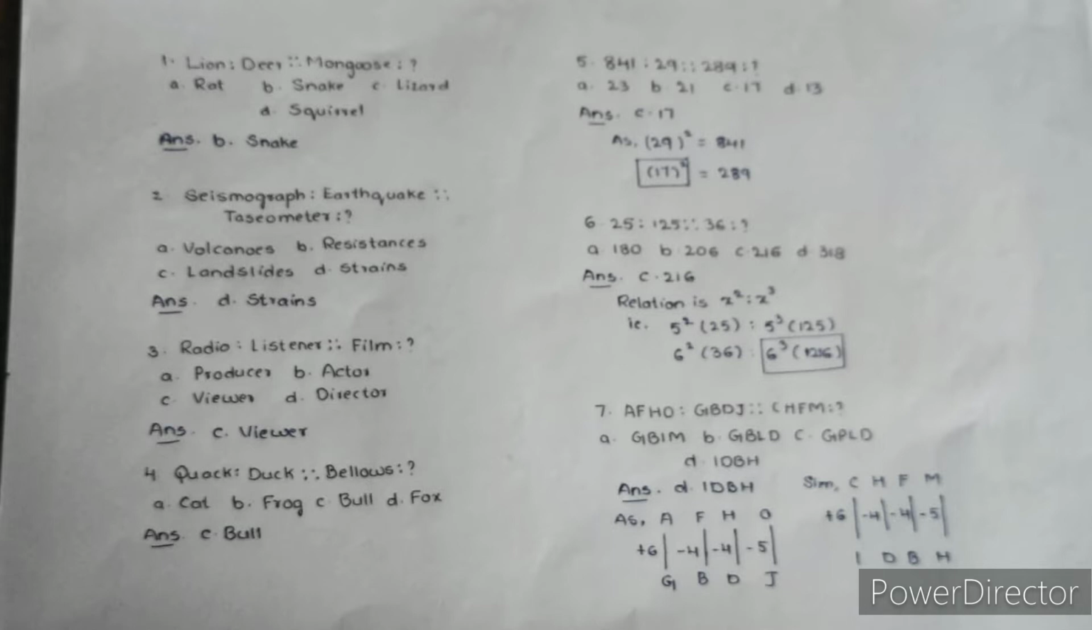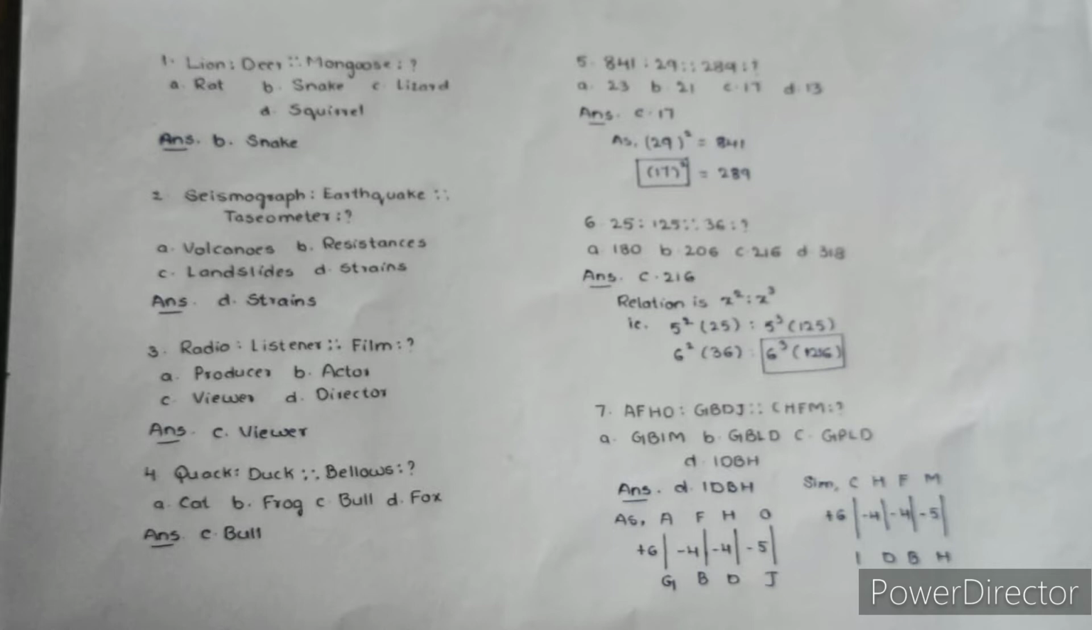So here first let us write AFHO, and here if you see, if you add 6 to A, you get G, that is A plus 6 is G, and F minus 4 is B. Similarly, H minus 4 is D and O minus 5 is J. So this is the relation between AFHO and GBDJ. So here they have added 6 to the first term, they have subtracted 4 from the second term, 4 from the third term, and 5 from the fourth term.